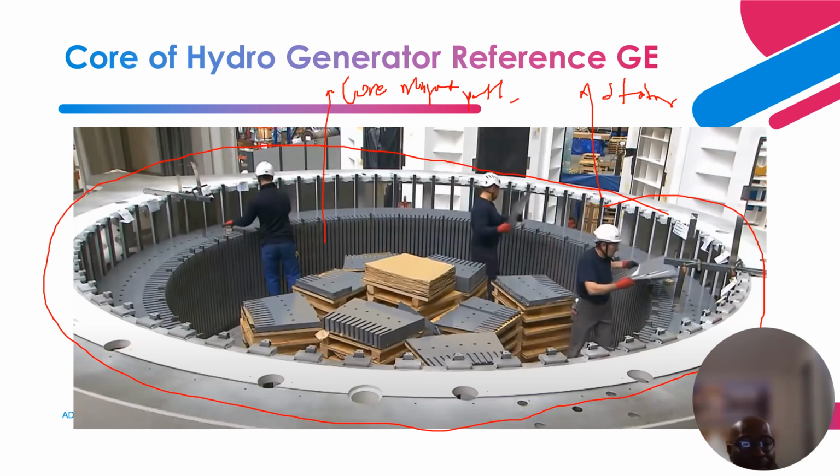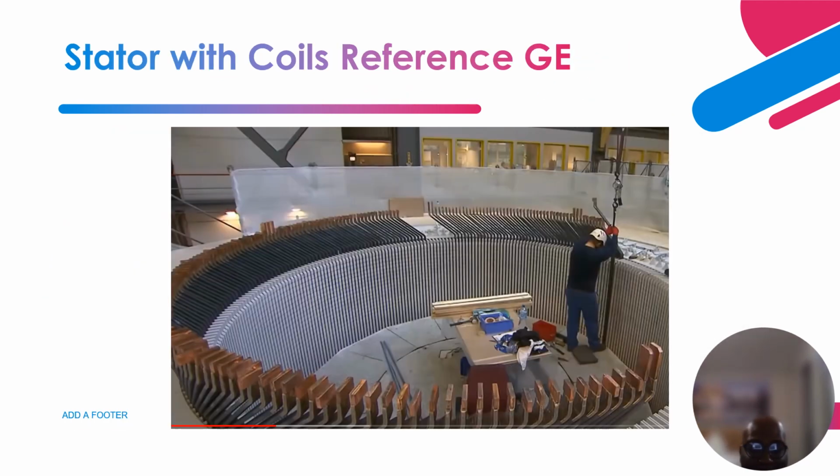So this is what they are doing all around the circumference of the core. Inside the core, they have paths, or slots, that allow the coils to be inserted. You see a picture of it. These are the coils that have been inserted inside these slots that you see inside.